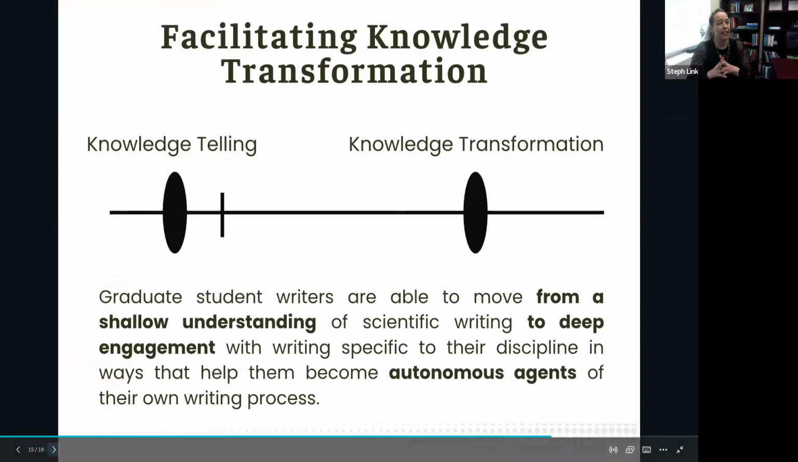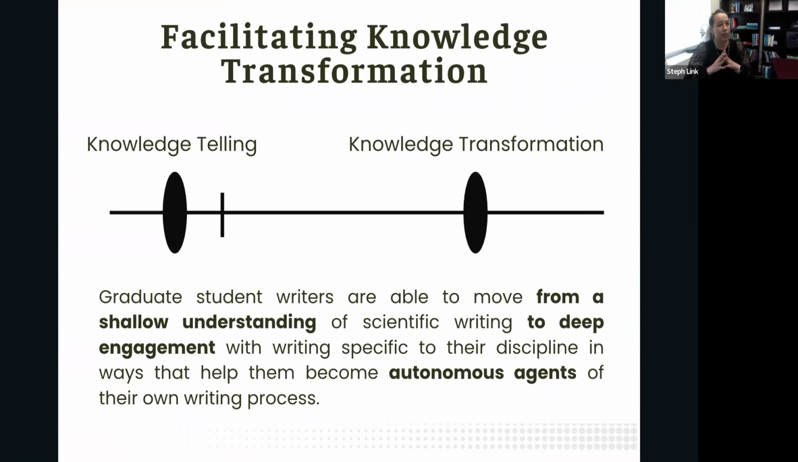So the main idea is transformation of knowledge from knowledge telling to knowledge transformation. It was proved that graduate student writers are able to move from a shallow understanding of scientific writing to deep engagement with writing specific to their discipline in ways that help them become autonomous agents of their own writing.